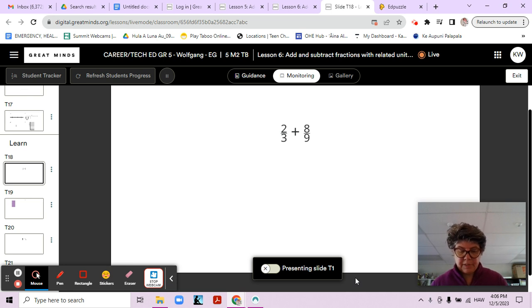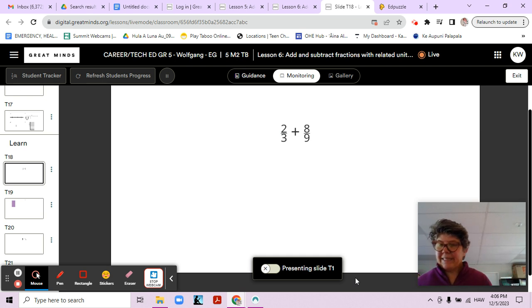So here you see 2/3 plus 8/9. Are we ready to add? No, not ready to add. Why not? Because the units are not the same. The denominators are different, right? What do we need to do before we can add? We need to rename one of the fractions so they are like units, right?